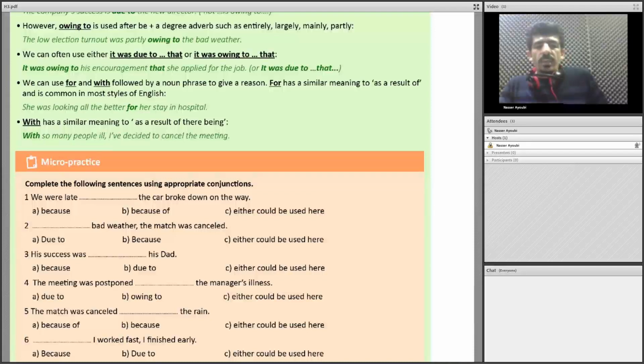Or the company is not hosting a Christmas lunch this year for budget cuts. And "with" has a similar meaning to "as a result of there being," not just "as a result of." With so many people ill, I've decided to cancel the meeting. It means because there are so many people that are ill, I've decided to cancel the meeting.